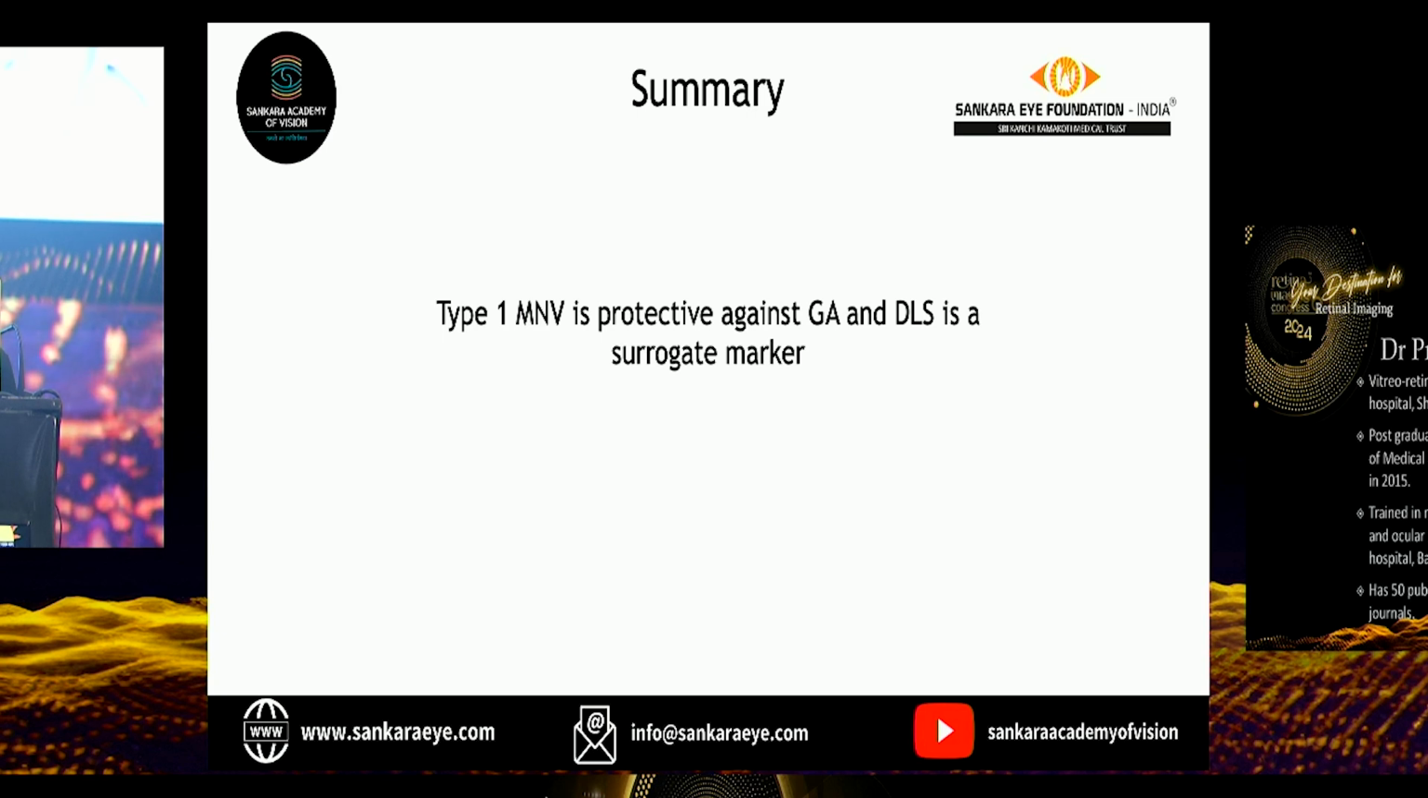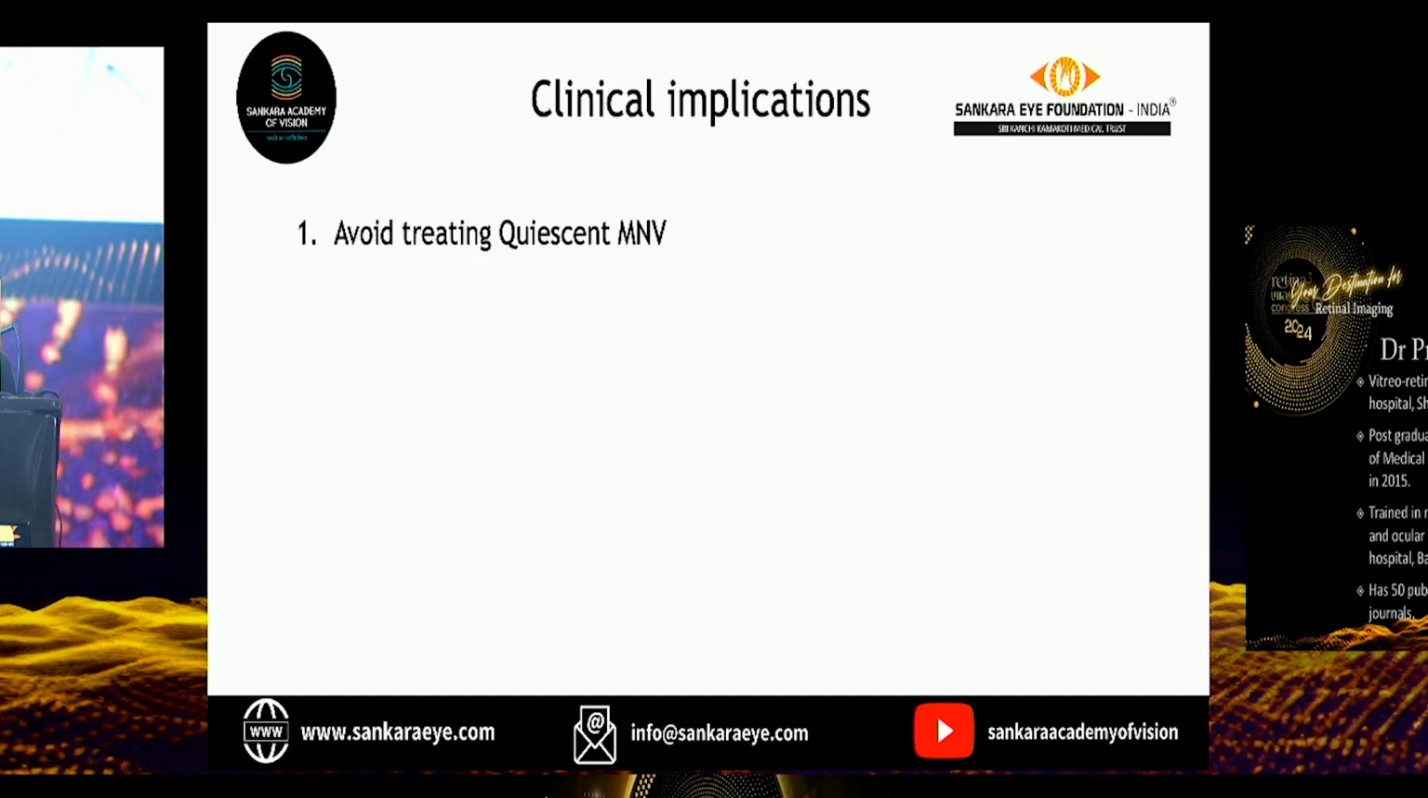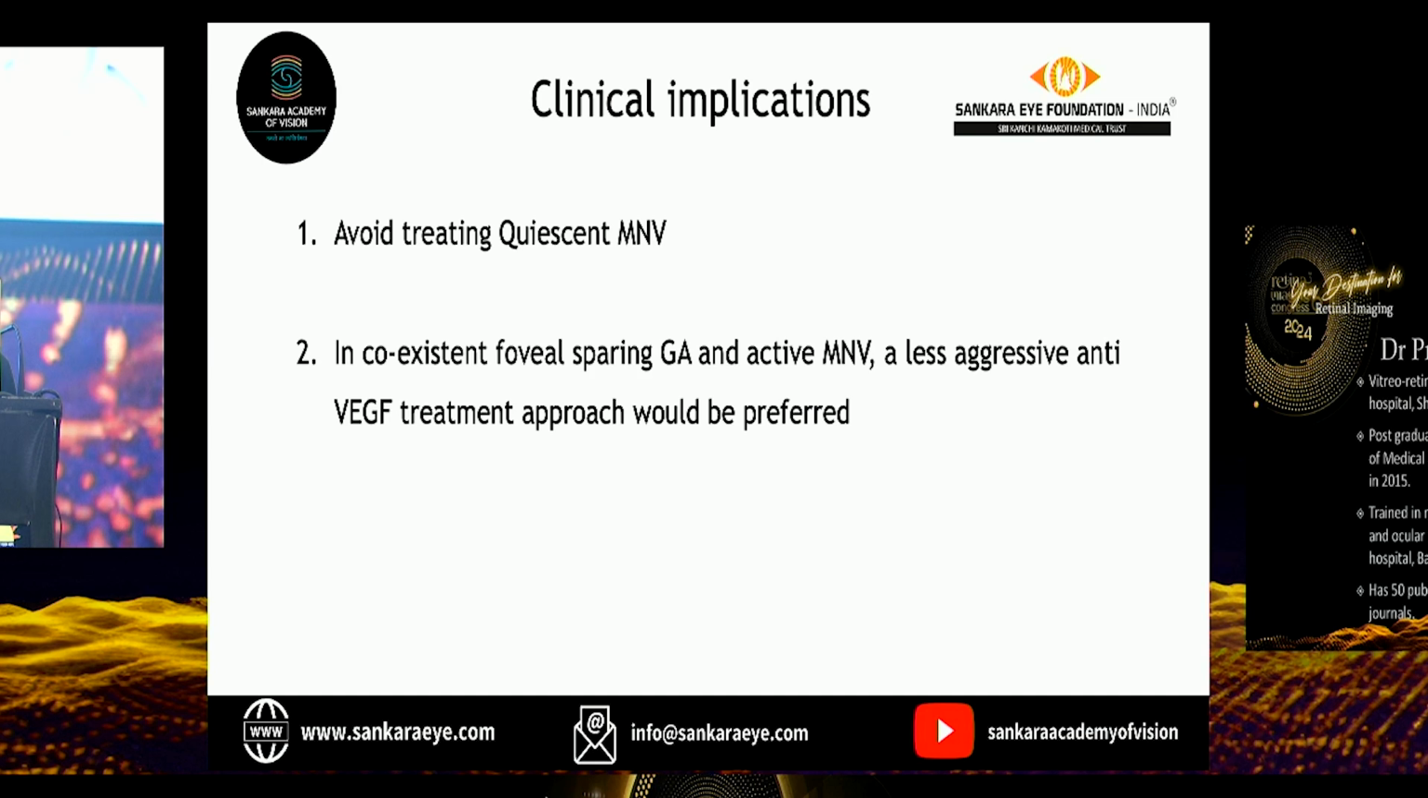So, the clinical implications would be that there is no harm in avoiding treating the quiescent MNVs. We can just observe them. The other thing is, in coexistent foveal sparing GA and active MNV, a less aggressive anti-VEGF treatment approach would be preferred, such as using a PRN regime and avoiding treatment of the stable fluid in cases with MNV.